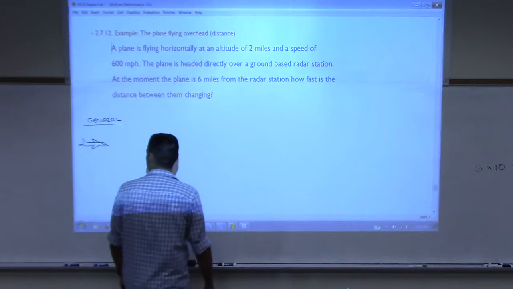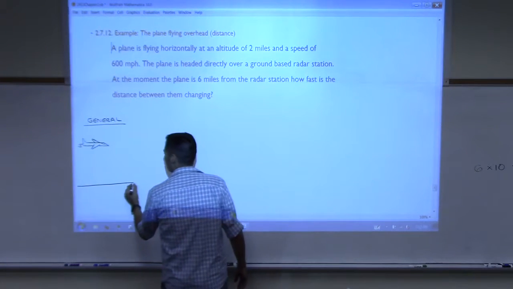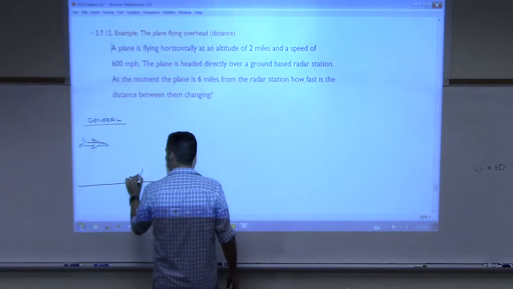And that's my plane, and it is flying horizontally. My radar station is right here.